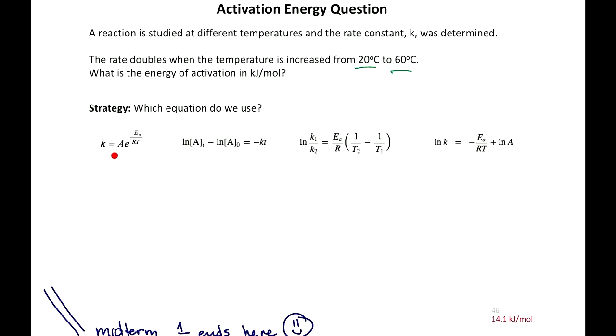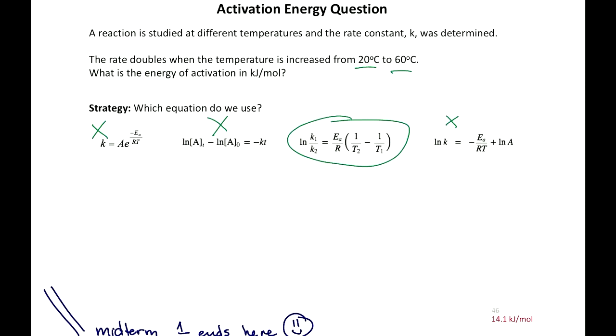So do we use the Arrhenius equation? No, because there's only 1 temperature. If I gave you 1 temperature and the activation energy, you could calculate K, but that's not this question. Do we want to use this equation? No, that's the integrated rate law. There's no activation energy there, right? What about this equation, the 3rd one? Do we want to use that one? Yes, that's the one we use because it has 2 temperatures. We don't need to use the last one.